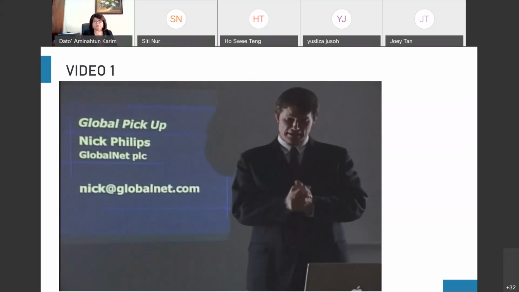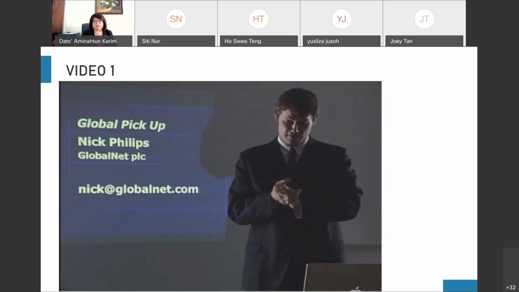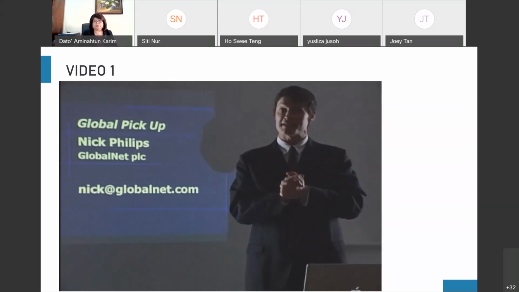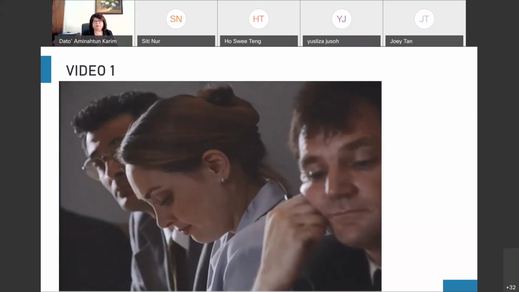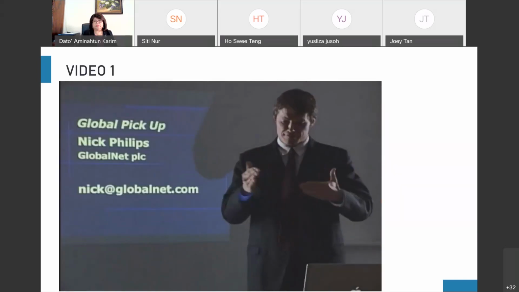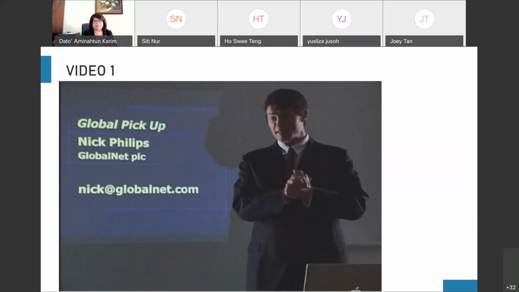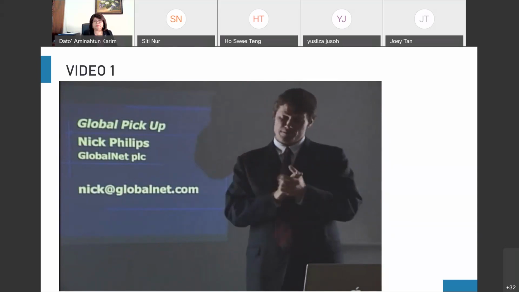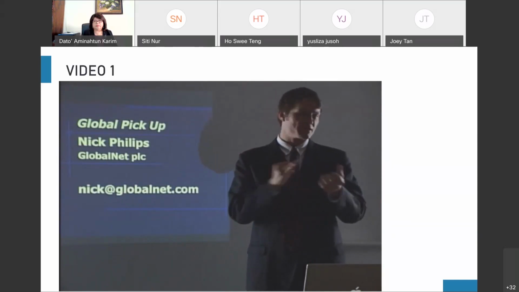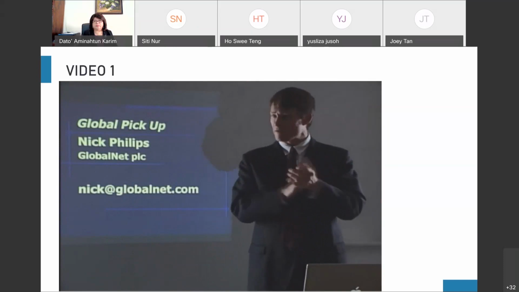Just to sum up then, GlobalNet is a worldwide company. We're experts in remote email access from anywhere in the world. And Global Pickup is a service which simplifies email access, as I've said, on a global basis. It has four great benefits: convenience, savings, technology and reliability.